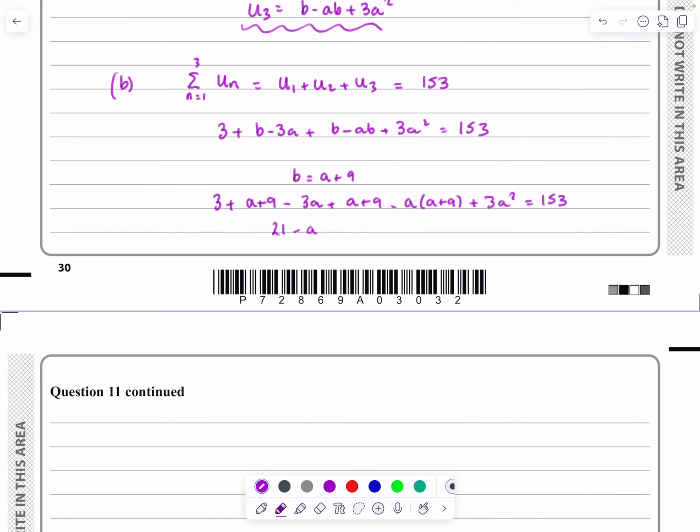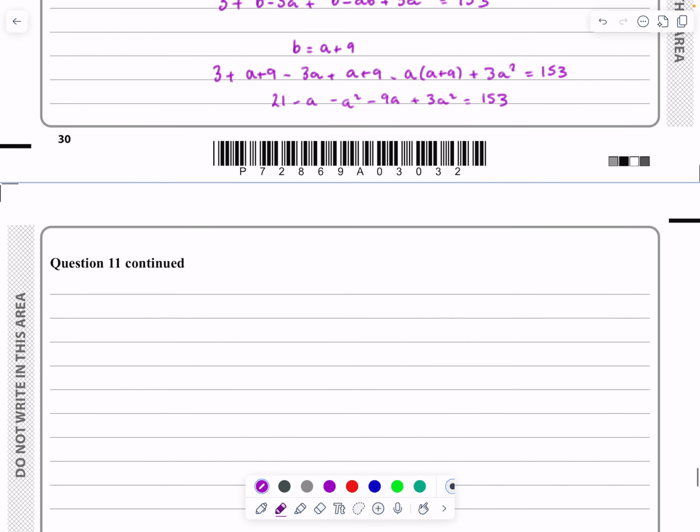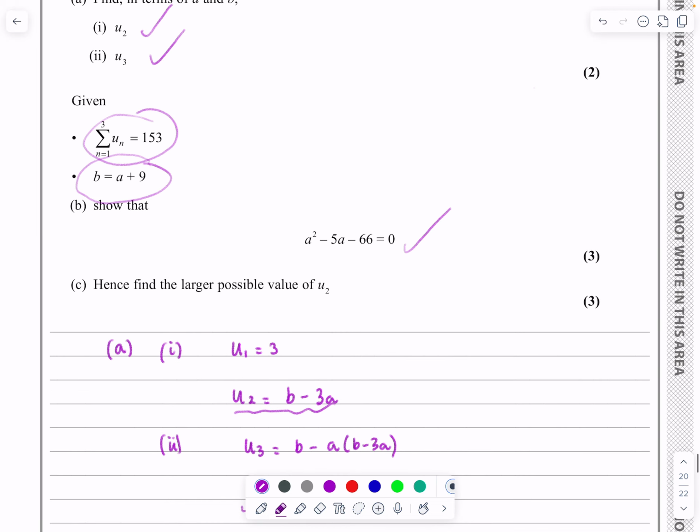And then I'll actually multiply out this bit here as my second part. So that's going to be minus A squared minus 9A plus 3A squared equals 153, and you do pretty much whatever you want to get to the final answer here. That works out to be 2A squared minus 10A minus 132 equals 0 if I tidy all that up, and then dividing everything by 2, this last step is A squared minus 5A minus 66 equals 0. Just don't rush too many steps when we're trying to prove it, simply because they might dock a mark for you if they think you've jumped to the answer too quickly.